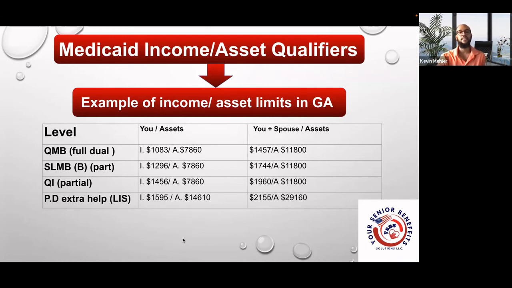And then last but not least, for the extra help program, Part D, which is also considered LIS, low income subsidy, you can draw about $100 more. You can draw about $1,595. You can have up to $14,610 in assets, as well as if you have a couple, they can draw about $2,155 and have $29,160 in assets.